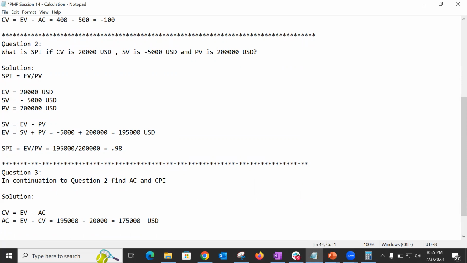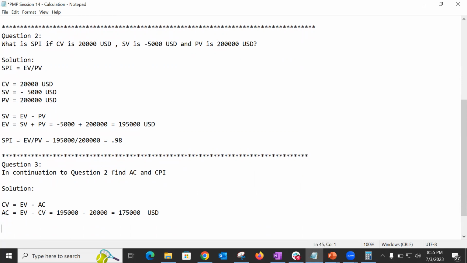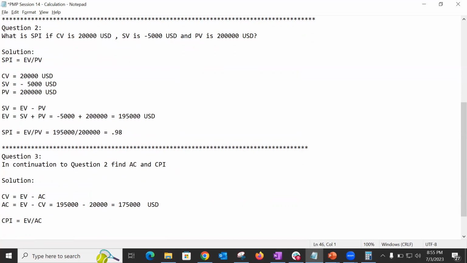Now we have found AC, and then we need the CPI. The formula is, if I know CV, I will also know the CPI. So CV is EV minus AC, and CPI will be EV divided by AC. Simple. So remember this part. If you know this, you will also know the CPI piece. So EV divided by AC, and that is how much?